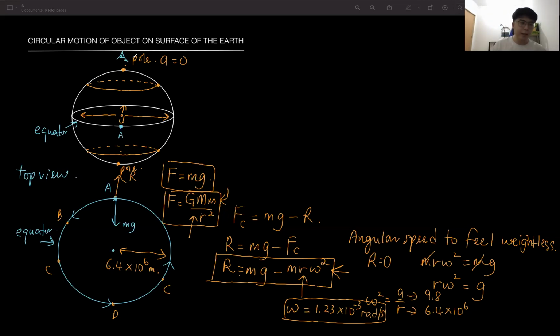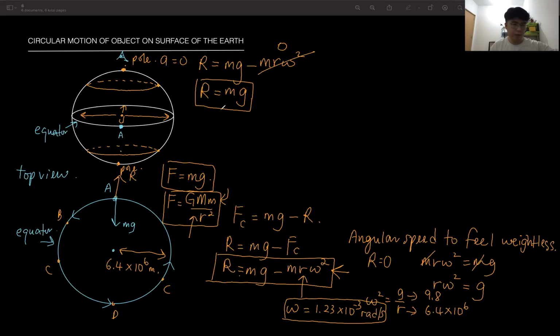So at the pole, is there any reaction? Yes, our formula R equals mg minus mrω², right? So at the pole, this one is 0 because no centripetal force, no centripetal acceleration. So at the pole, R equals mg. Reaction at the equator and at the pole is different.